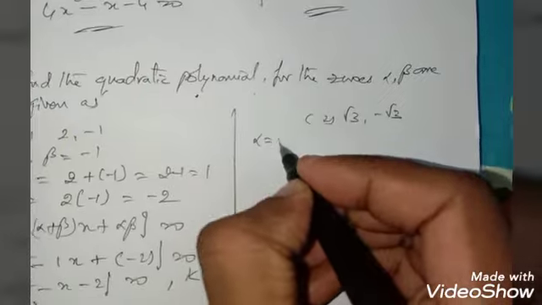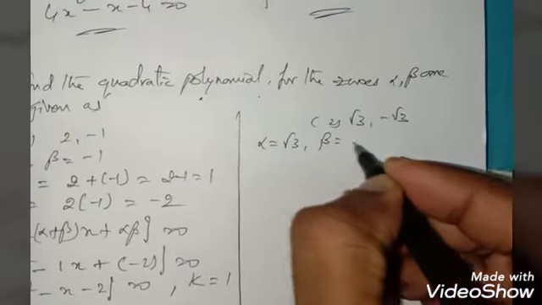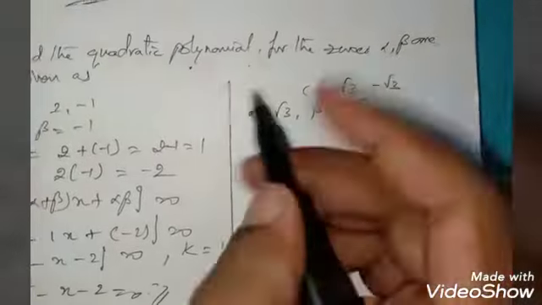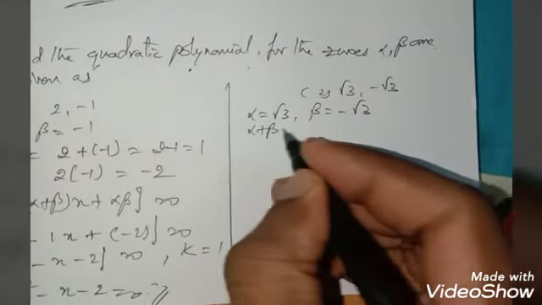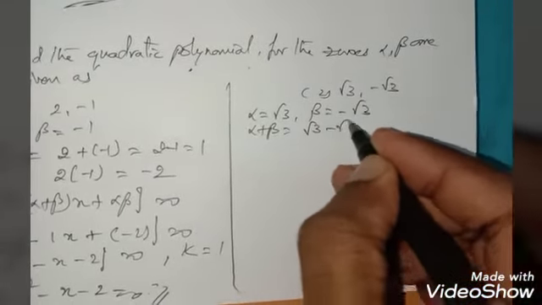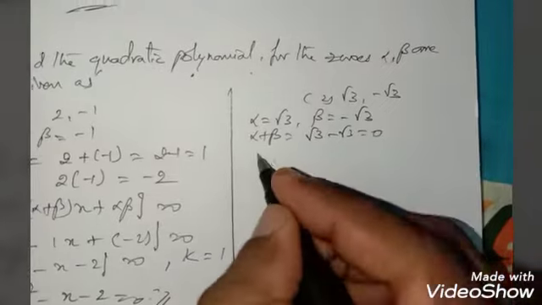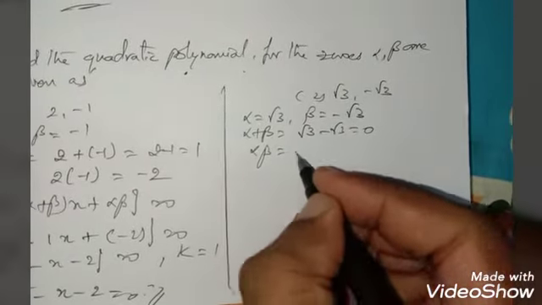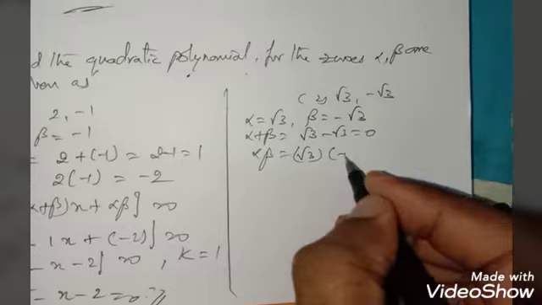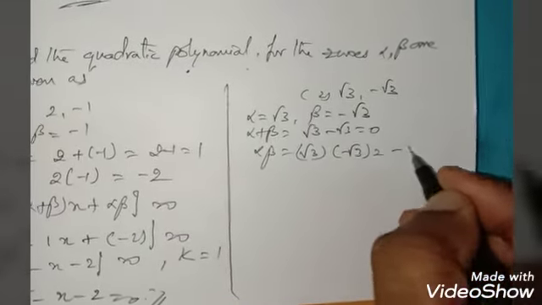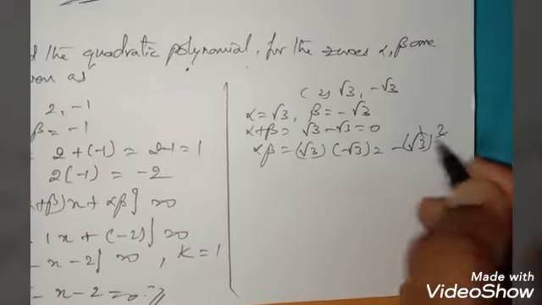Right? Next, coming to the second one, alpha is given as root 3 and beta is given as minus root 3, right? Now what is alpha plus beta? Alpha plus beta is root 3 minus root 3, which is equal to 0. Next, alpha beta is equal to root 3 into minus root 3. So you'll get minus root 3 square. The roots cancel, and you'll get my answer as minus 3.